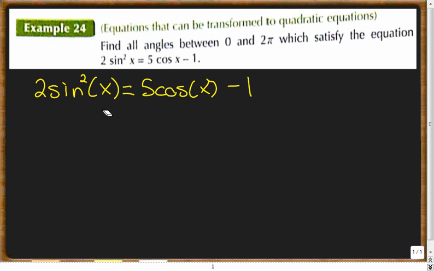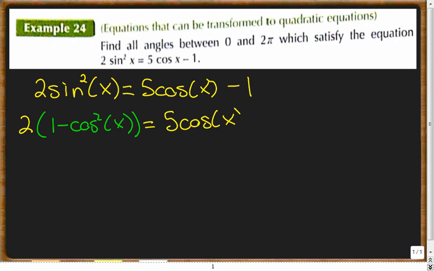Now, if we remember back to our different identities, how we can swap things, we do know that cosine squared plus sine squared equals 1. So we could replace sine squared with 1 minus cosine squared, and that would allow everything to be the same. So I'm going to start off and get 2 of the 1 minus cosine squareds equals 5 cosine of x minus 1.